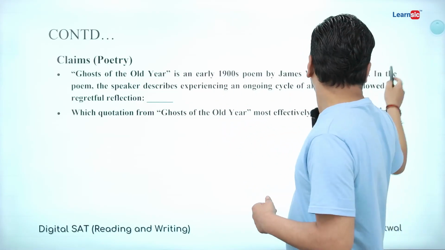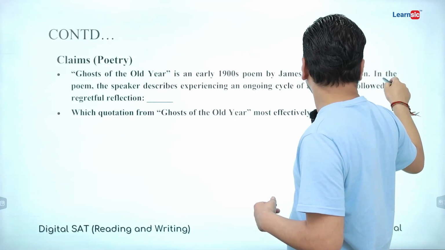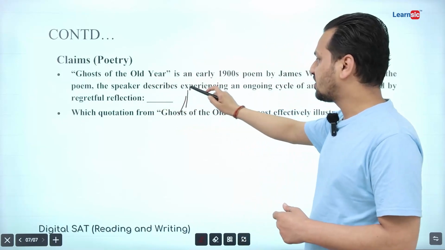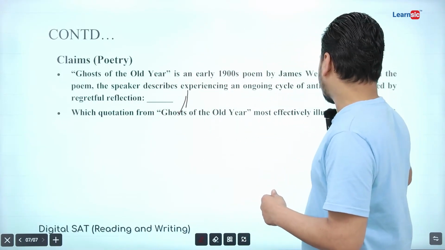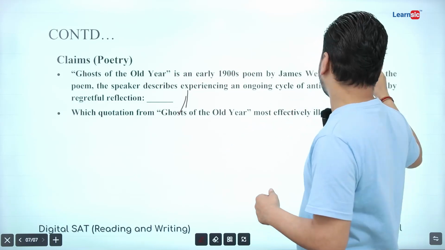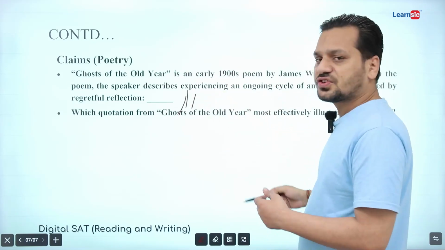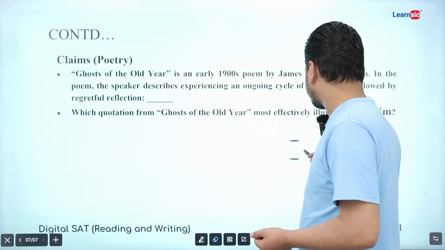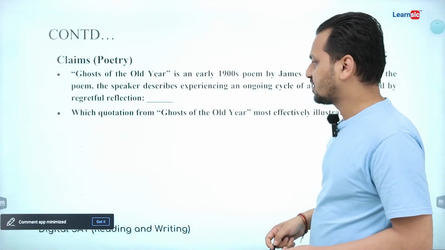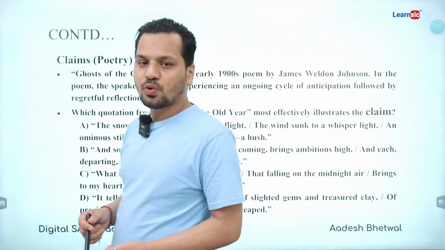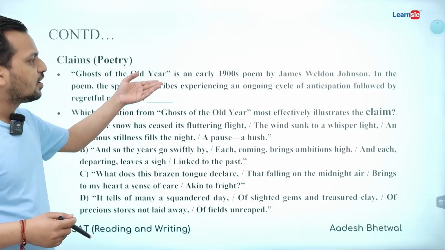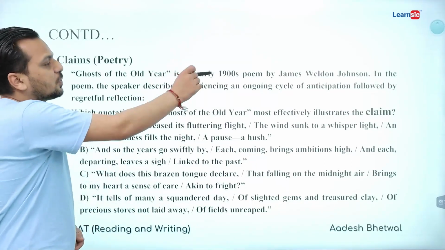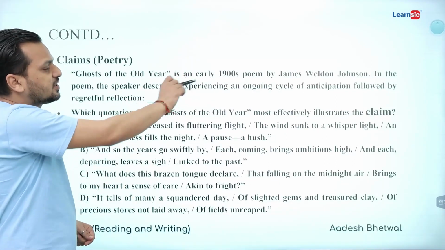So here, you can see, in the poem, the speaker describes experiencing an ongoing cycle of anticipation followed by regretful reflection. So this claim is illustrated by which one of the given options we need to find out. And your options come like this, in poetic form. So these are quotations from the poem. You need to read this poem and find which particular quotation, or which option, supports this particular claim.